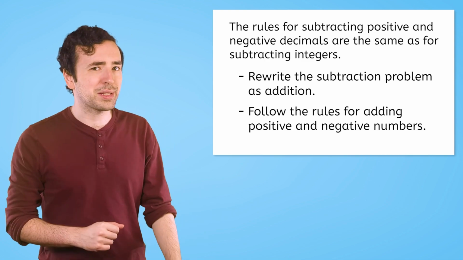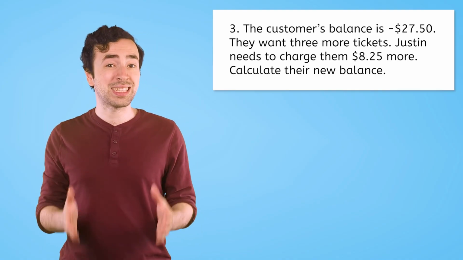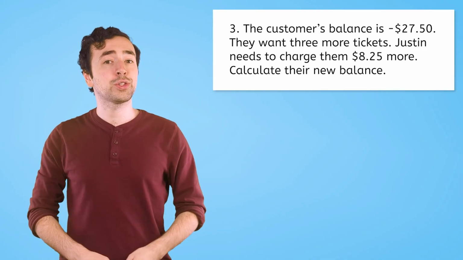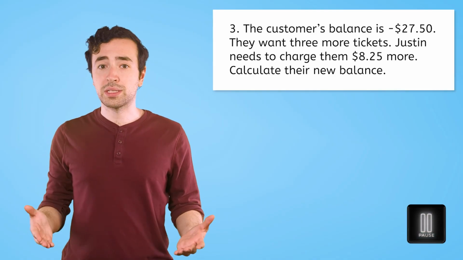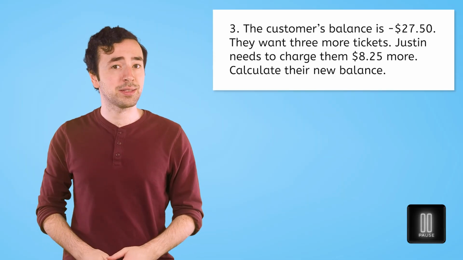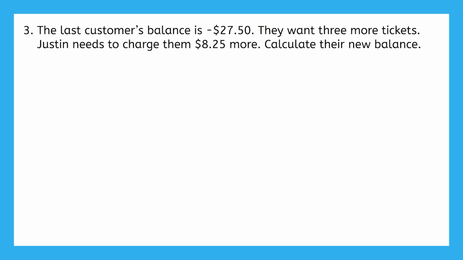I think you're ready for the last customer. The last customer's balance is negative $27.50. They want 3 more tickets, so I need to charge them $8.25 more. Pause to calculate their new balance. Write the expression first, then find the balance. Their starting balance is negative $27.50. To show purchasing tickets, we could subtract $8.25 because this makes the customer's balance even more negative.